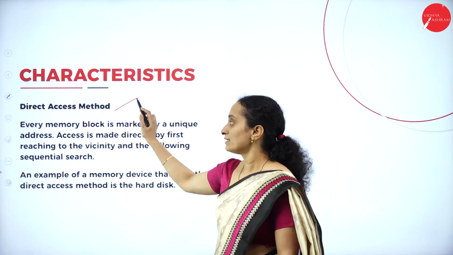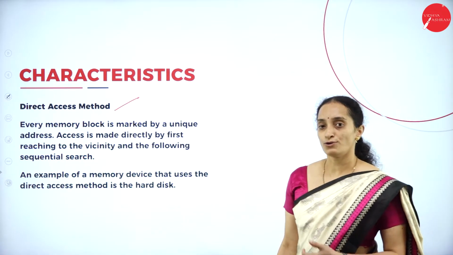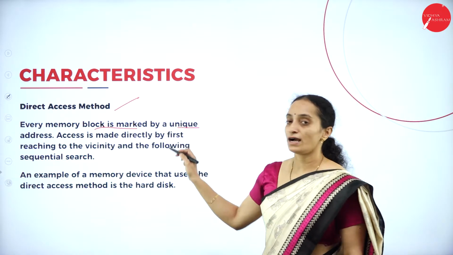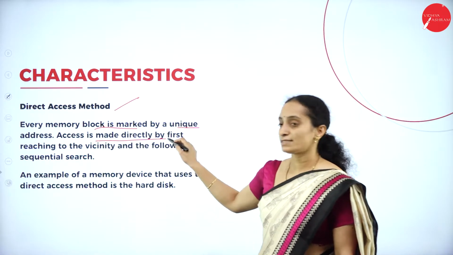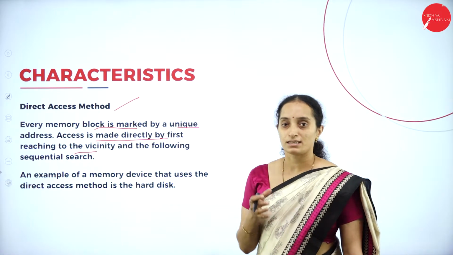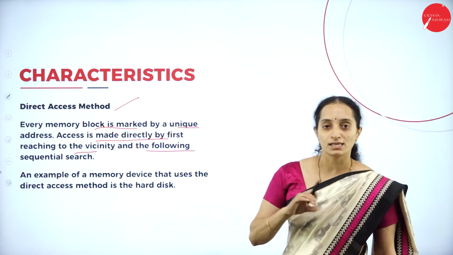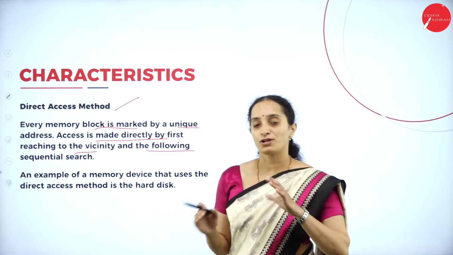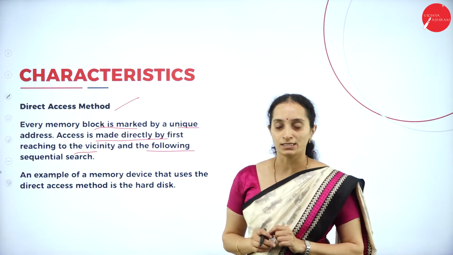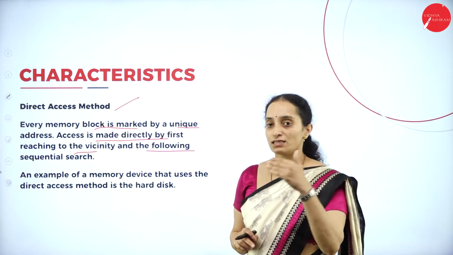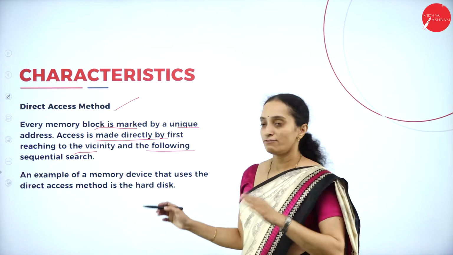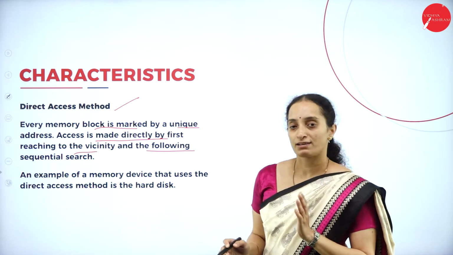The first thing is the direct access method. How do you directly access it? So every memory block is marked by a unique address. Access is made directly by first reaching the location or vicinity and following the sequential search. First, the memory will be stored in blocks. The first memory location of the block will be reached by the processor and then sequentially, one by one, locations will be searched to get the required data.